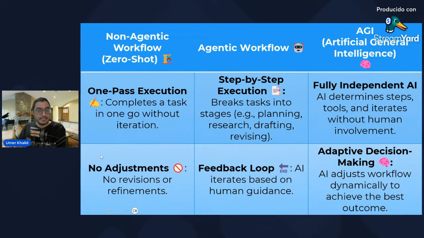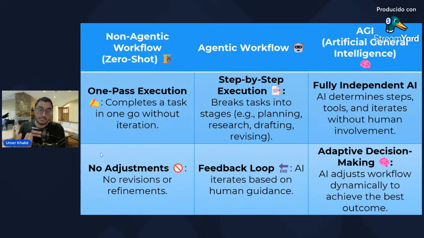The next thing is, in the non-agentic workflow, there are no revisions, no adjustments. If there are no refinements on the output that the AI model is giving you, that is a non-agentic workflow. Whereas the agentic workflow will give you a feedback loop, it will keep reiterating the output it gives you until it meets a certain criteria. That's a sneak peek into an agentic workflow, where it keeps on iterating on the output until it meets the criteria that you give it. Now, if we talk about AGI, which is totally independent artificial intelligence, here the AI would be totally independent, making decisions on its own and iterating without human involvement.